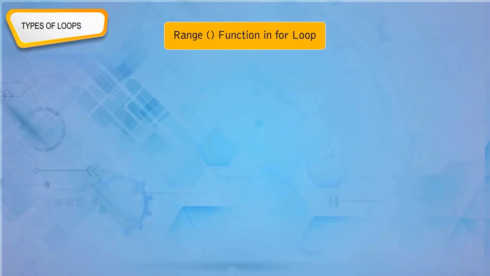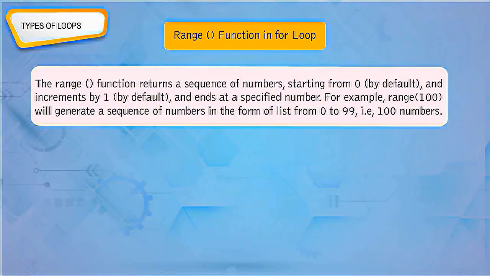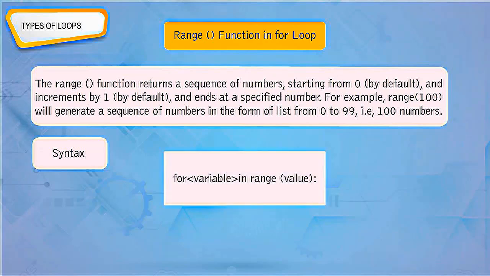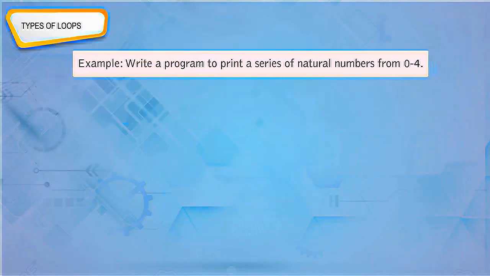Range function in for loop. The range function returns a sequence of numbers starting from 0 by default and incrementing by 1 by default, and ends at a specified number. For example, range(100) will generate a sequence of numbers in the form of a list from 0 to 99, that is, 100 numbers. Syntax: for variable in range(value).